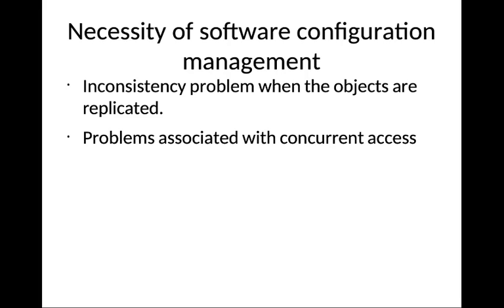For example, two developers are making changes to a particular SRS document. Each developer may not be aware that the other person is making a change. So they both together will be making changes to the SRS, or they both might be making changes to the source code. The problem is that they won't know that the other person has made a change. So it's a problem with concurrent access.